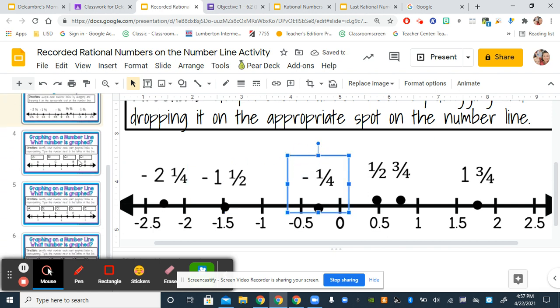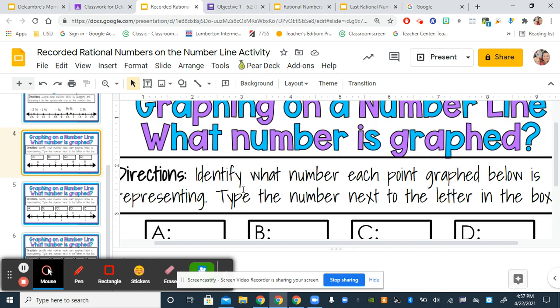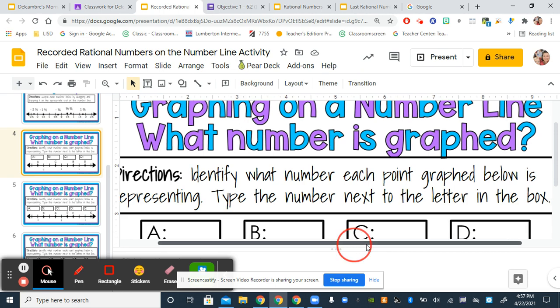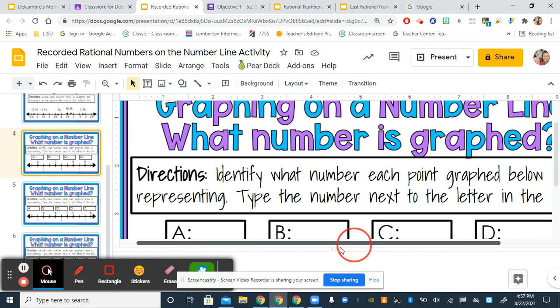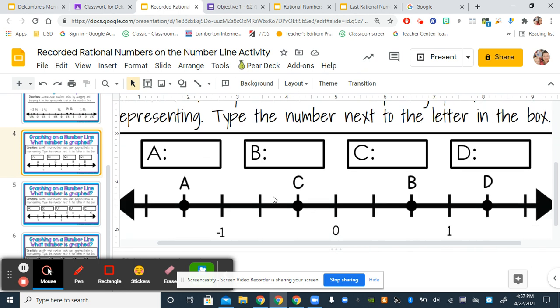Okay, on slide number 4. Identify what number is graphed below. Each point graphed below is representing a number. Type the number next to the letter in the box. Okay? So if I look at this, I go 0 to 1. I'm counting the spaces. So it's 1, 2, 3. There's 3 spaces. So this is broken up into thirds.